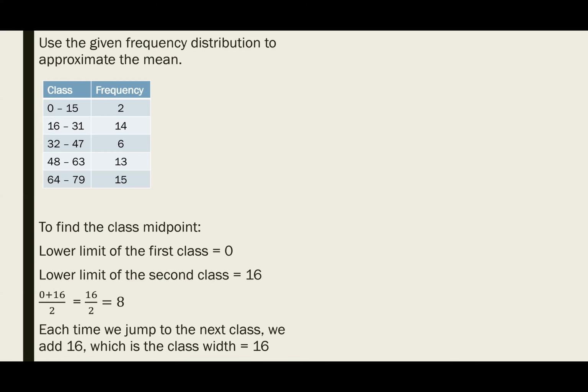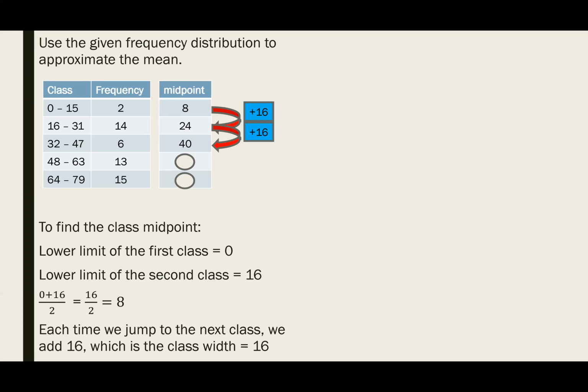The reason why I mentioned that is because if you can find the first midpoint, you just apply the class width, because every time you jump, you just add 16.